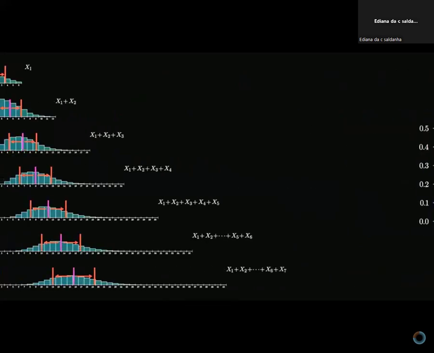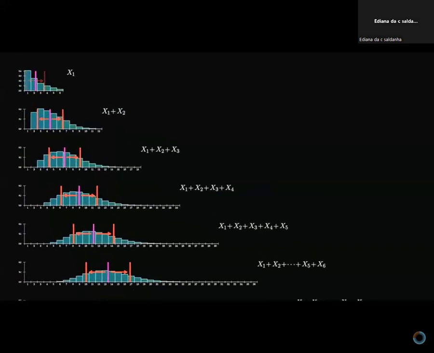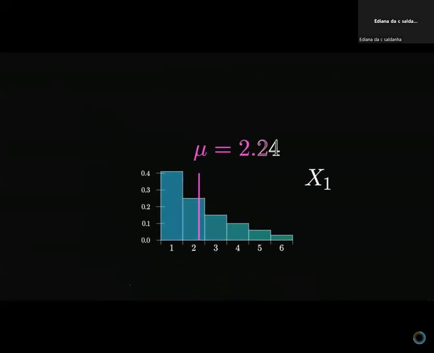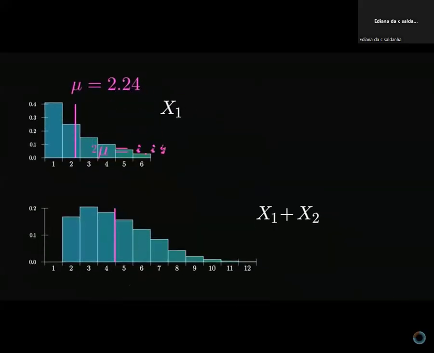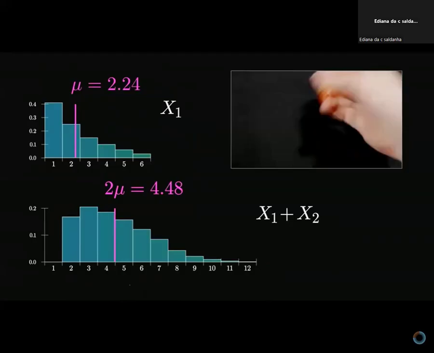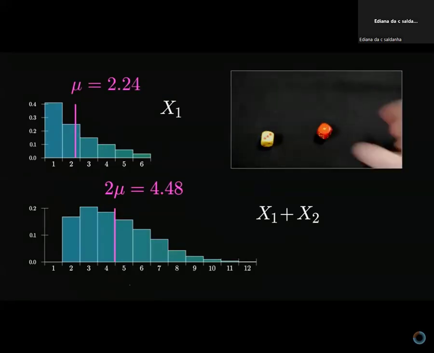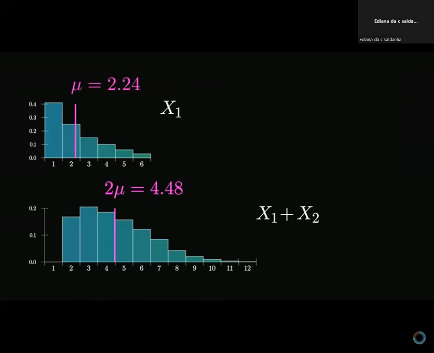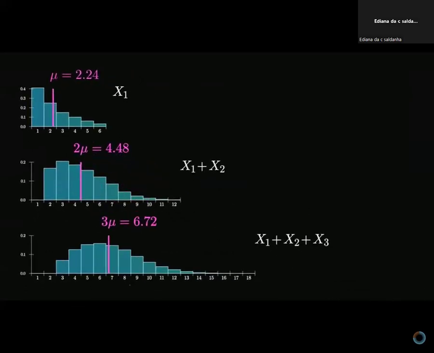Looking back at our sequence of distributions, let's talk about the mean and standard deviation. If we call the mean of the initial distribution mu, which for the one illustrated happens to be 2.24, hopefully it won't be too surprising if I tell you that the mean of the next one is 2 times mu. That is, you roll a pair of dice, you want to know the expected value of the sum, it's 2 times the expected value for a single die. Similarly, the expected value for our sum of size 3 is 3 times mu, and so on and so forth.